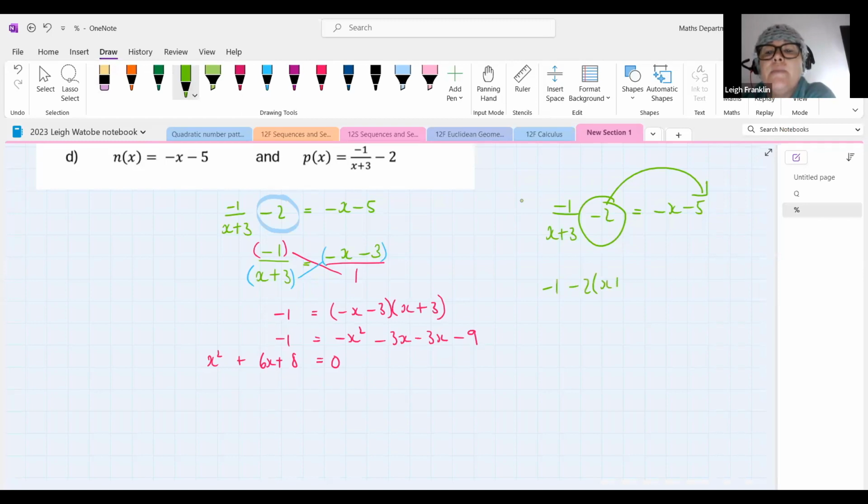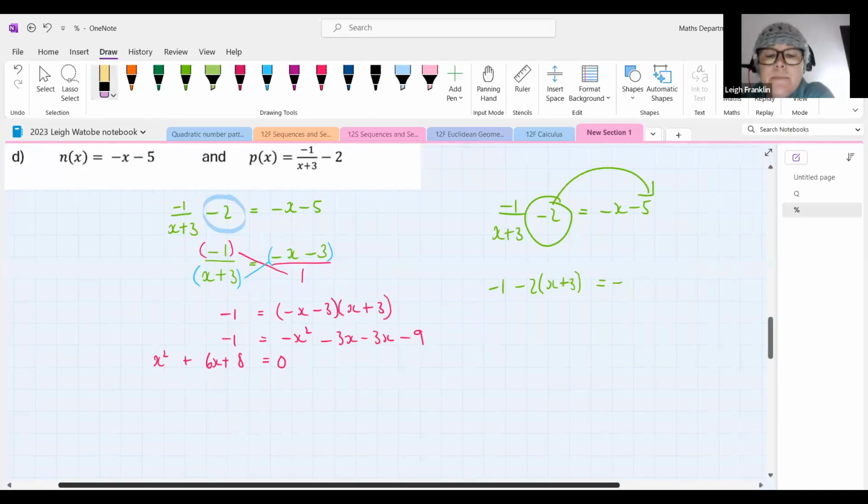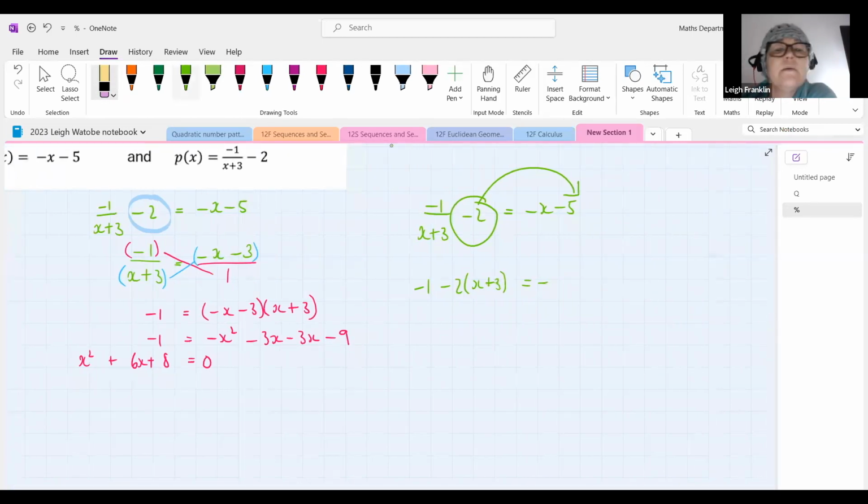-2 times x plus 3 equals minus x times x plus 3 minus 5 times x plus 3. So you can do it like that as well. If you multiplied everything out here and got it into standard form, you'd see that it would give you the same thing. So you choose. I just think that cross multiplying is quicker.